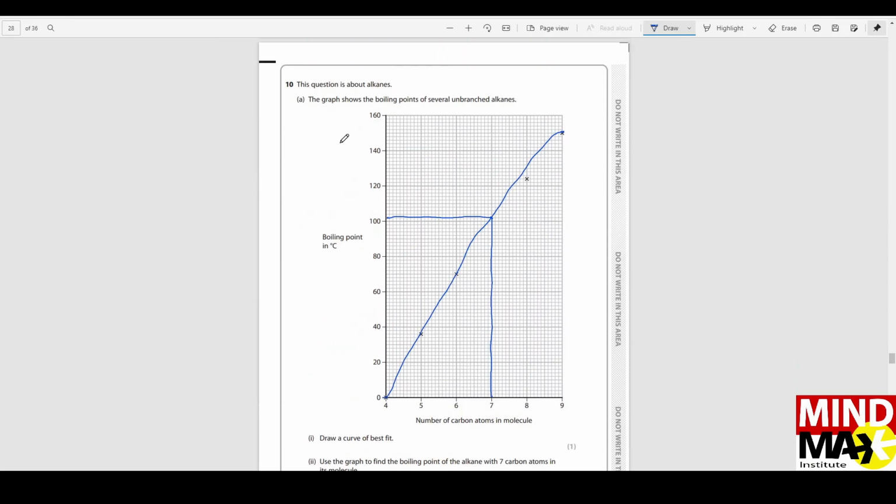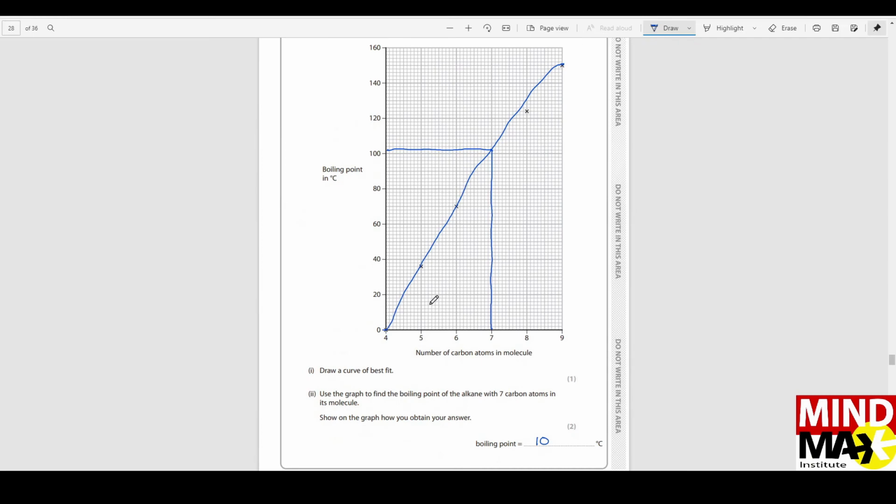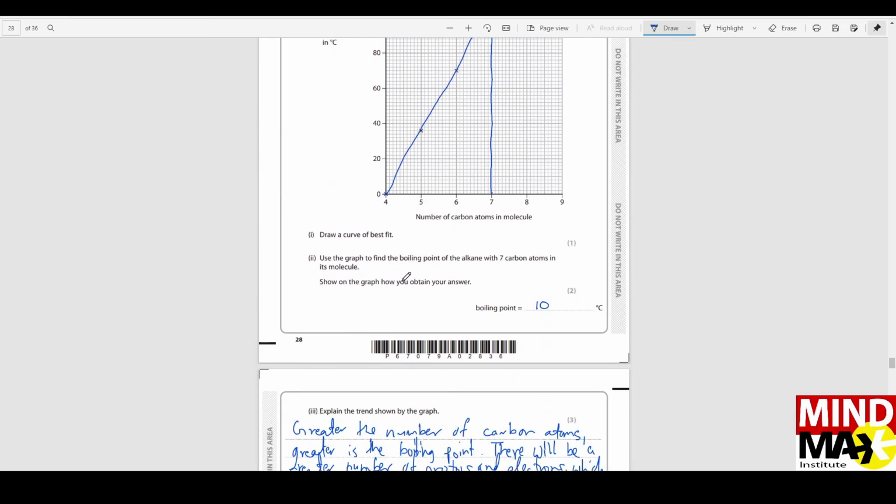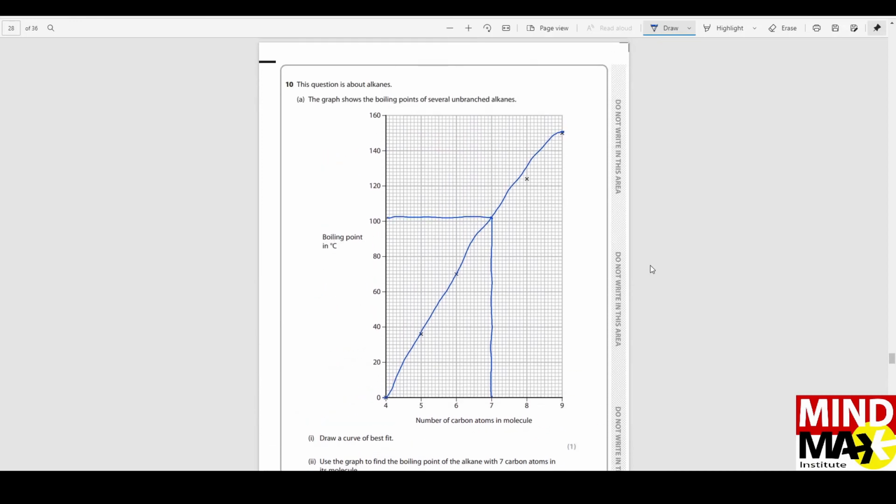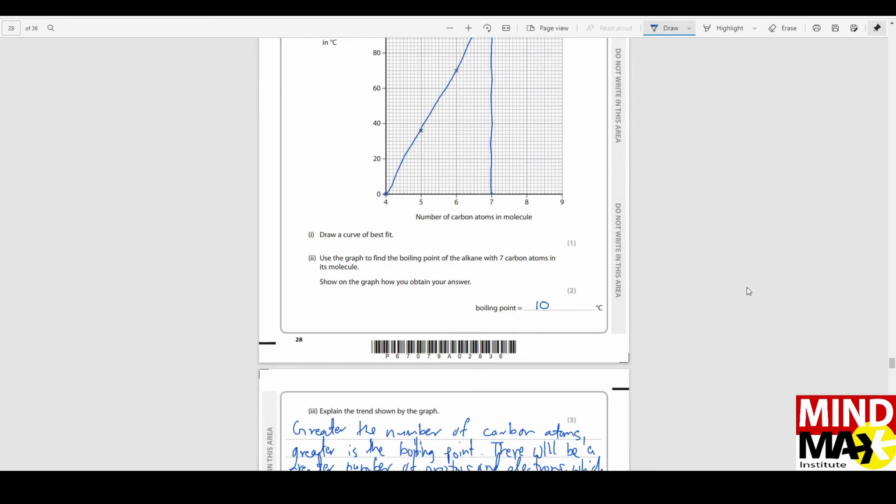Then number 10, you have to draw the curve of best fit, and then they are asking you to use the graph to find the boiling point of the alkene with 7 carbon atoms in its molecules. So 7 carbon atoms, if you look carefully, gives us a boiling point of 101. So it should be 101.